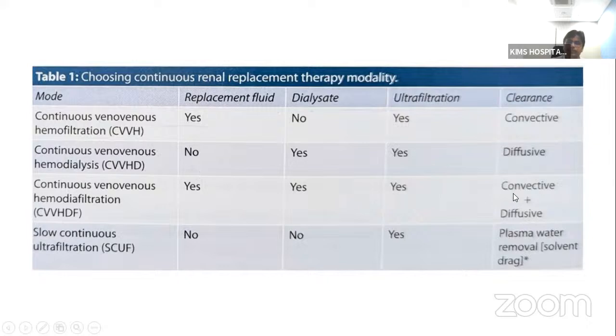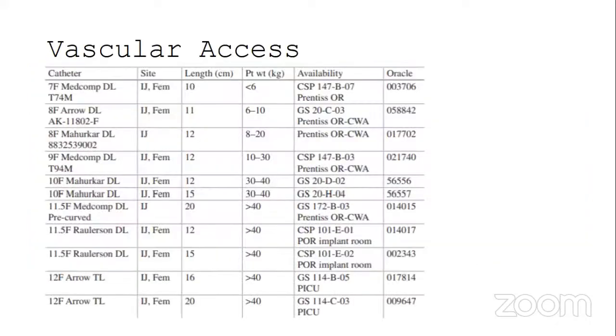So the basic principle is convection as well as diffusion. In SCUF, only ultrafiltration occurs, that is, the clearance of only water occurs through the SCUF. So now we choose the machine, and then we choose what mode has to be given to the patient. And next is the vascular access.